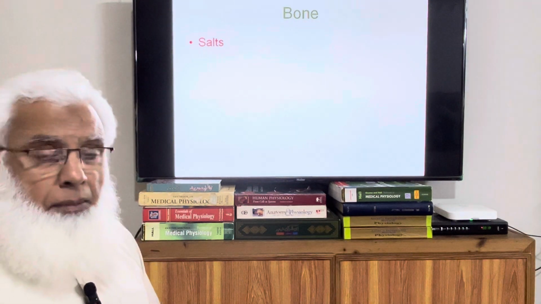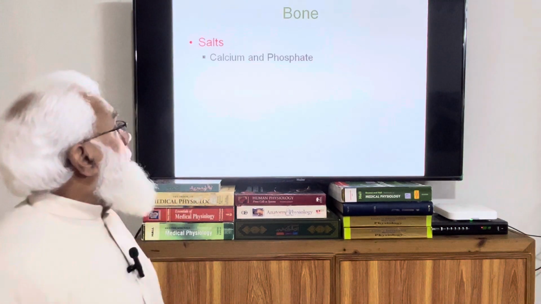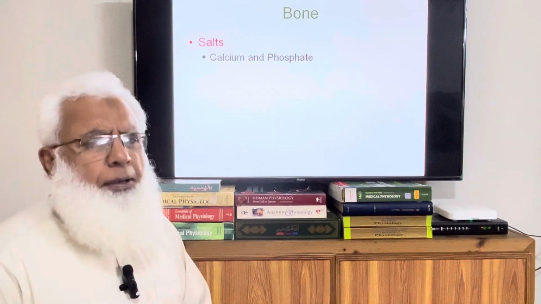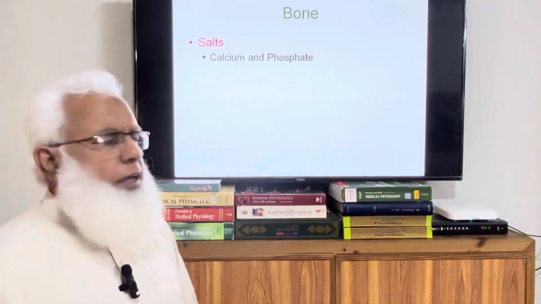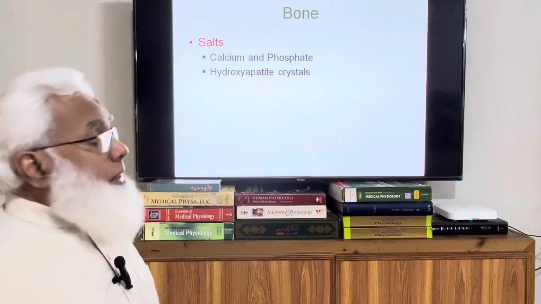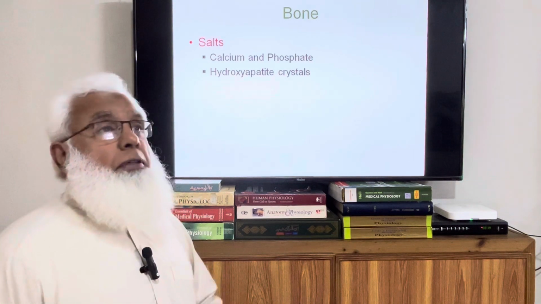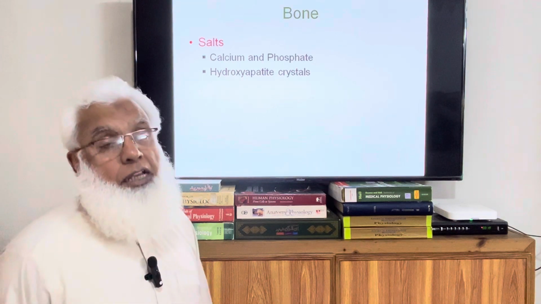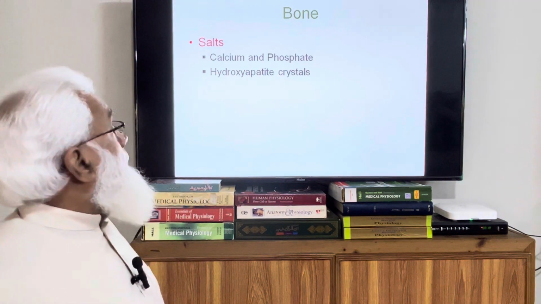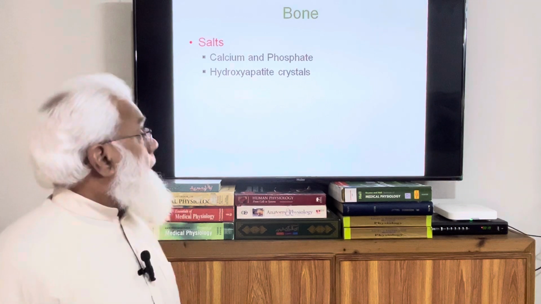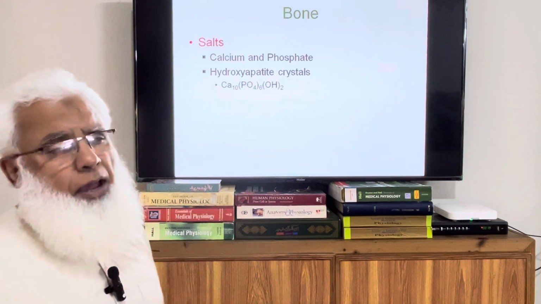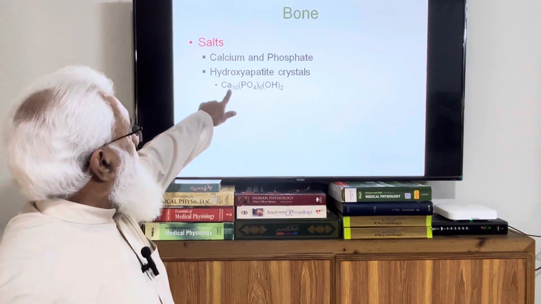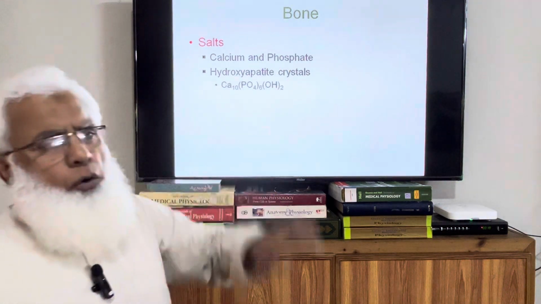Salts are primarily calcium and phosphate salts. Other elements are also deposited, but primarily these are calcium and phosphate salts. Most of the calcium and phosphate is in this form, the crystalline form of the calcium phosphate compound, that is hydroxyapatite crystal. The primary formula of the hydroxyapatite crystal is Ca10(PO4)6(OH)2.